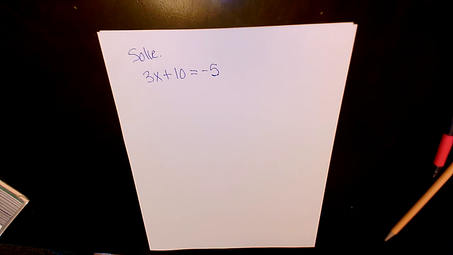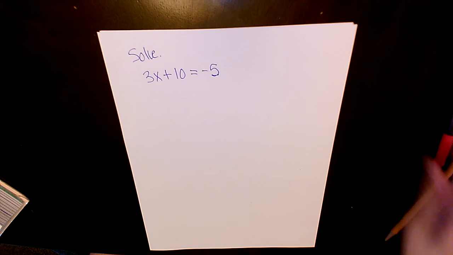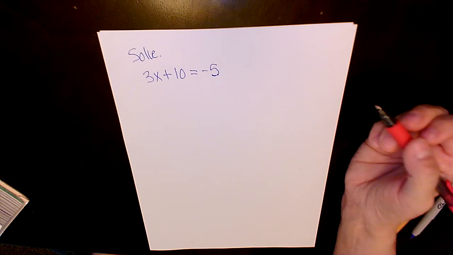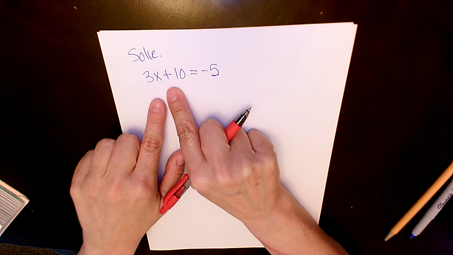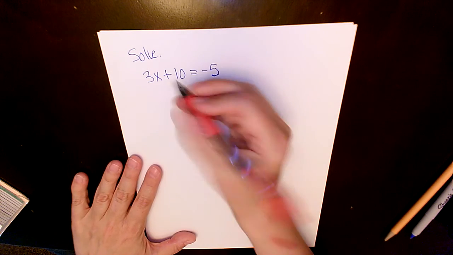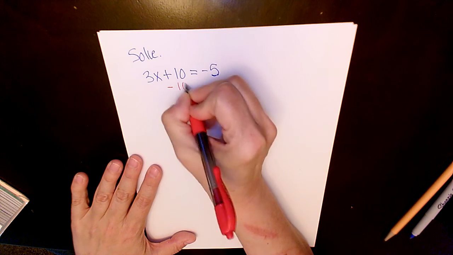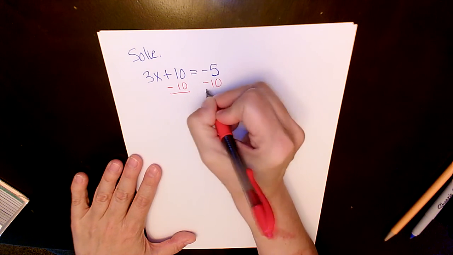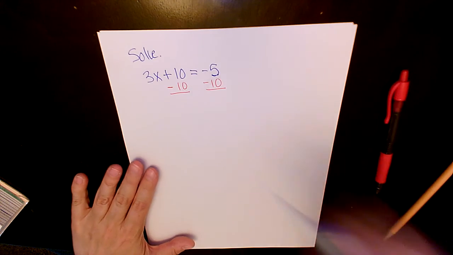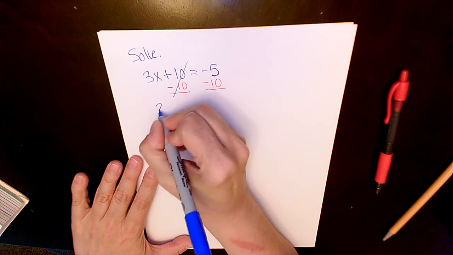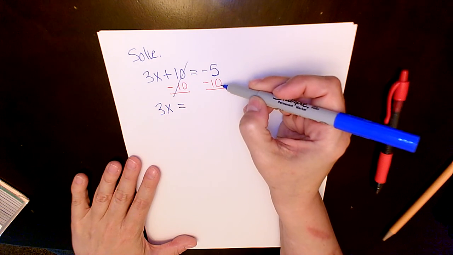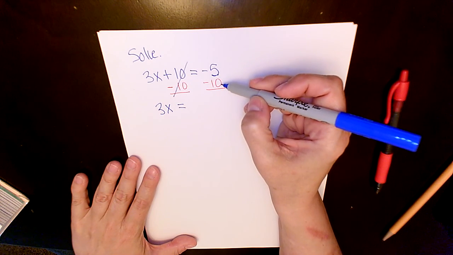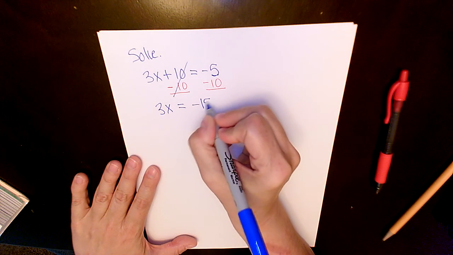Okay, so first step, do we have any like terms? We do not. So second step, going to start over here. Are we going to add or subtract to get rid of that positive 10? We're going to subtract from both sides. These go. -5 and -10, adding them together is -15.